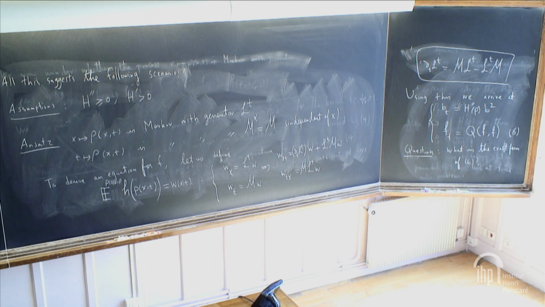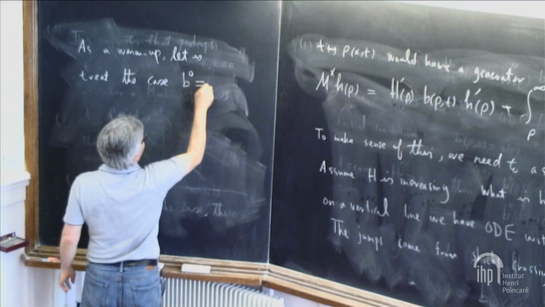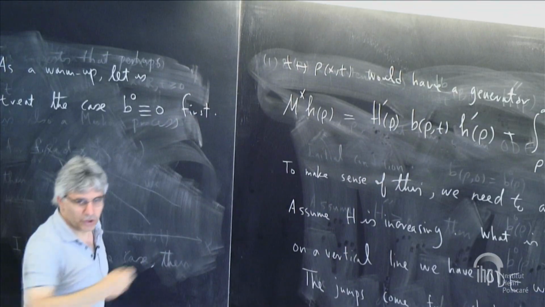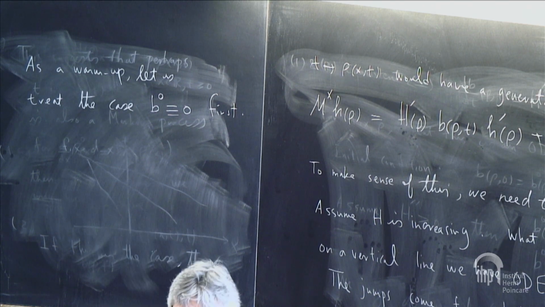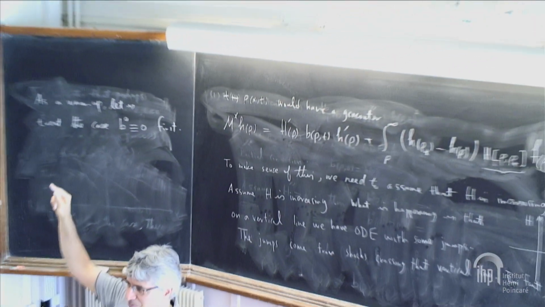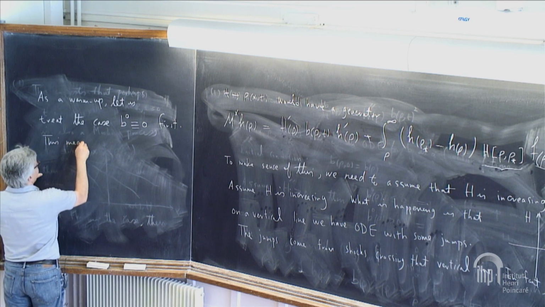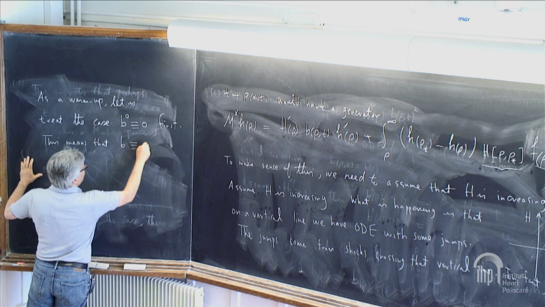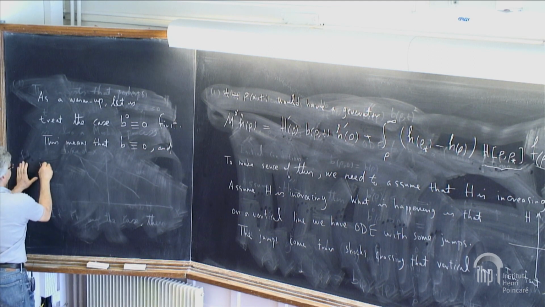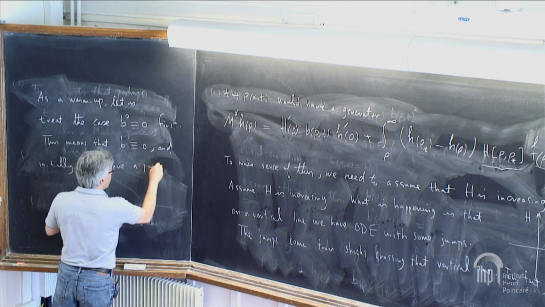Okay? So as a warm-up, let us treat the case B0 identically 0 first. So I'm going to treat this case first, which really means that the ODE part is not there, and the initial condition is just a pure jump process. So this means that B is identically 0, and initially we have a pure jump process.